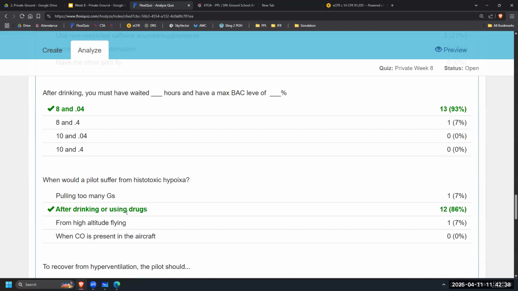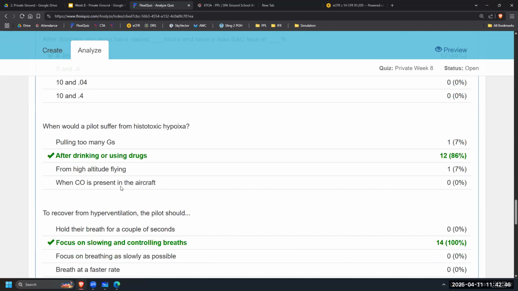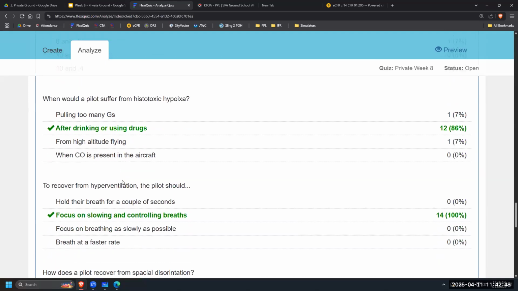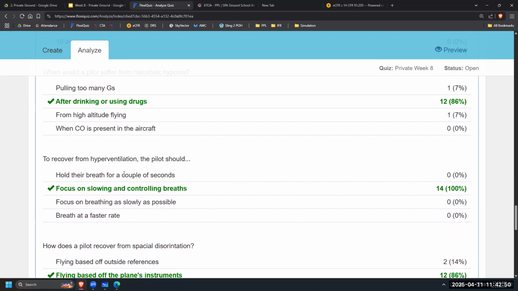1 ounce of alcohol equals to how much? 2,000 feet, correct. To recover from hyperventilation, the pilot should focus slowly on controlling breaths.